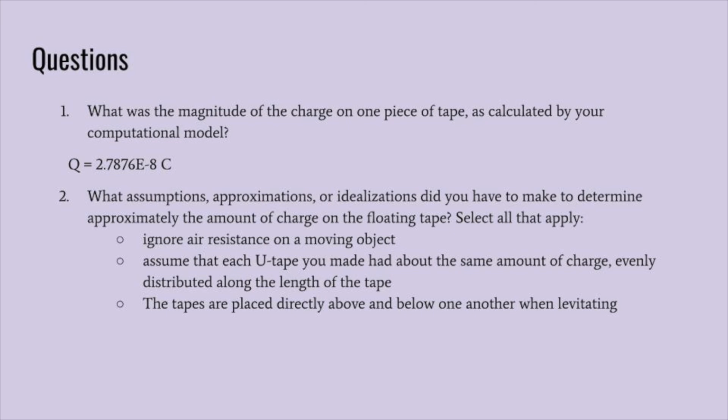What assumptions, approximations, or idealizations did you have to make to determine approximately the amount of charge on the floating tape? This includes ignoring air resistance on a moving object, assuming that each tape had about the same amount of charge evenly distributed along the length of the tape, and that the tapes are placed directly above and below one another while levitating.